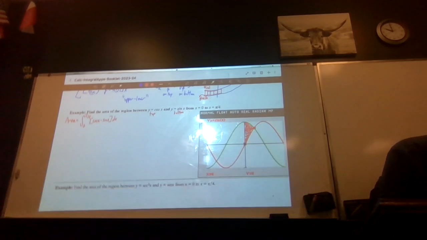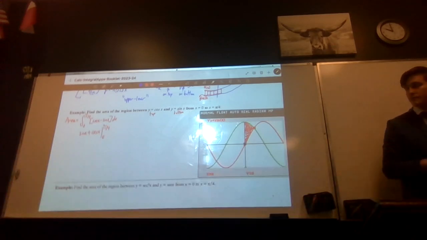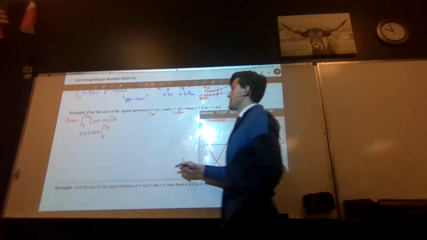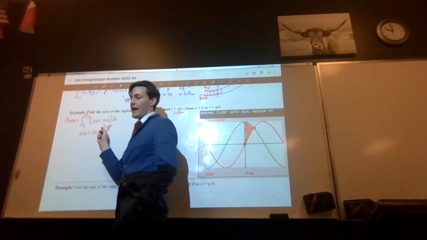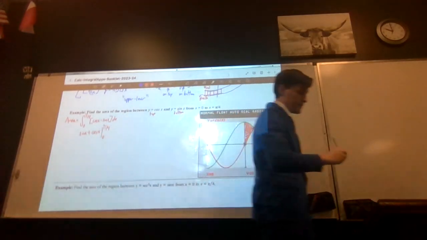All right, the integral of this is going to be sine of x minus negative cosine x from 0 to pi over 4. Wait, why did you say minus the cos? Because the integral of sine is negative cosine. So with a negative negative, it makes it a positive.